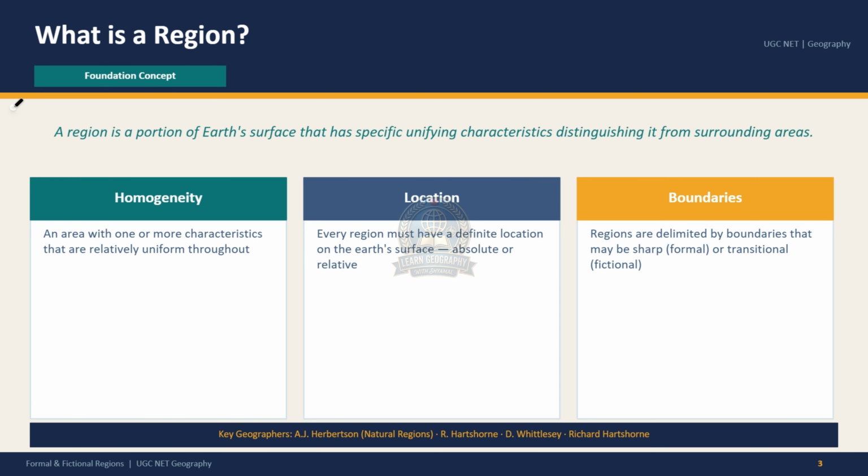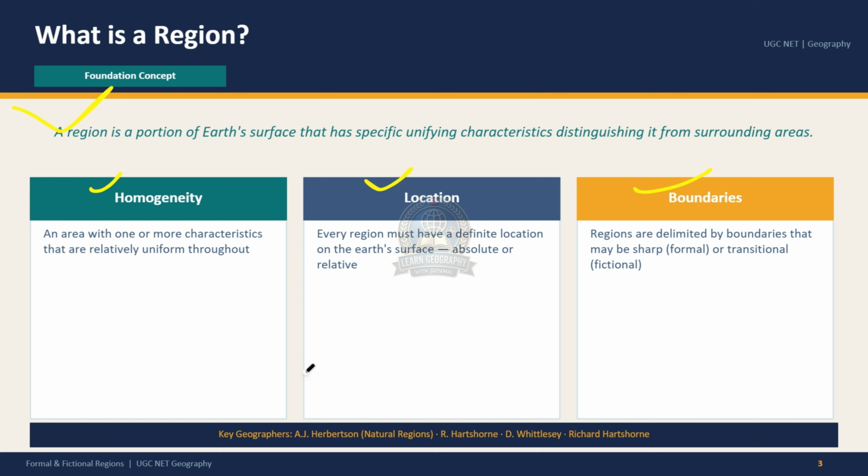What is a region? A region is a portion of Earth's surface that has specific unifying characteristics distinguishing it from surrounding areas: homogeneity, location, and boundaries. Homogeneity means an area with one or more characteristics that are relatively uniform throughout. Location: every region must have a definite location on the Earth's surface, absolute or relative. Boundaries: regions are delimited by boundaries that may be sharp, formal, or transitional, functional.